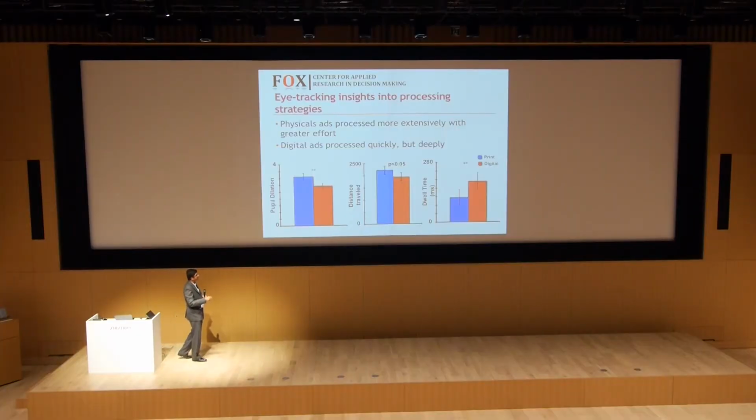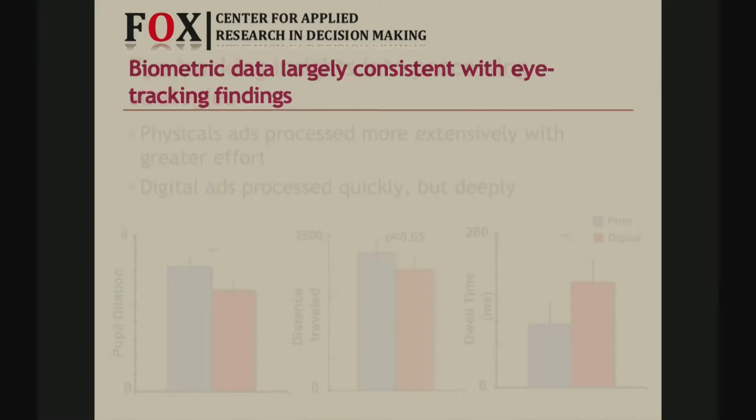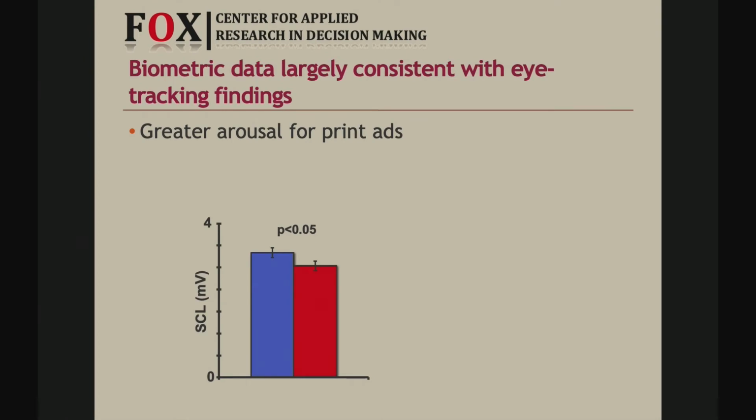But this one is interesting. The dwell time is basically the duration of each fixation. So remember, there are fewer fixations, but what you see in digital is each time you fixate on something, you spend longer. So you're doing a little bit deeper processing, but you're focusing on fewer components in digital, whereas in physical, you're doing more breadth, but maybe more shallow processing, right? So that's key again. And this is also consistent then with the skin conductance data, which shows greater arousal levels for print.